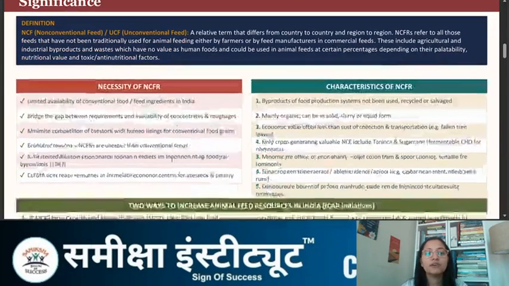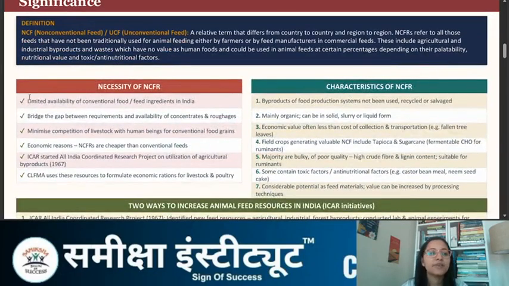So what is the basic necessity? Why do we need them? Because there is limited availability of conventional food or feed ingredients in India. They help bridge the gap between requirements and availability of concentrates and roughages, minimize the competition of livestock with human beings for conventional food grains, and are economical because they are cheaper than conventional feeds.